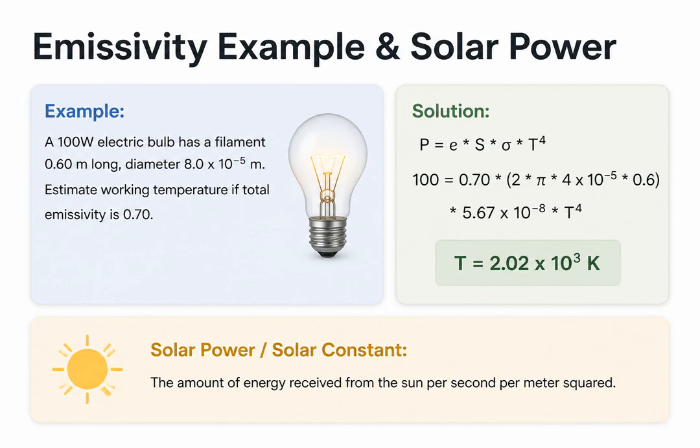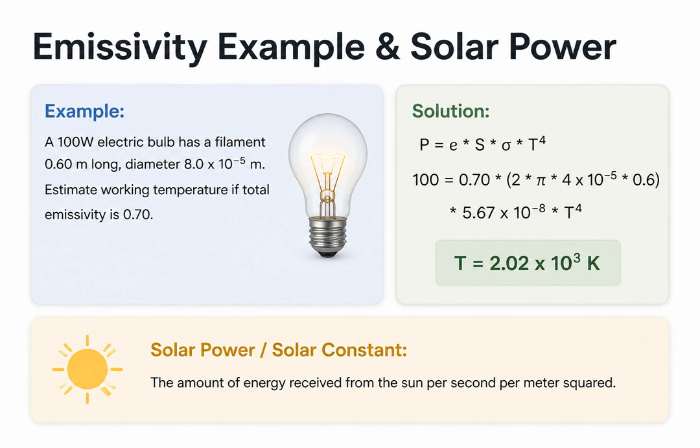Applying emissivity gives us much more accurate real-world calculations. For instance, a 100-watt bulb filament with an emissivity of 0.70 means it only radiates 70% as efficiently as a blackbody. Factoring this 0.70 into our equation, we find the working temperature is 2020 Kelvin.